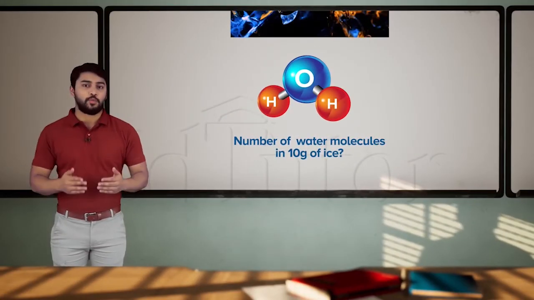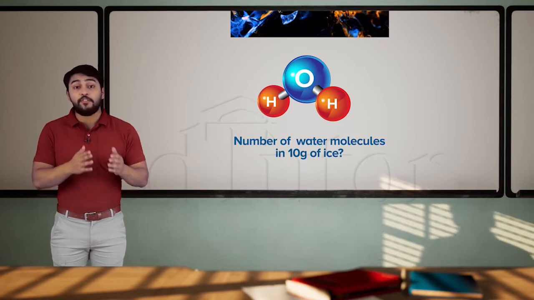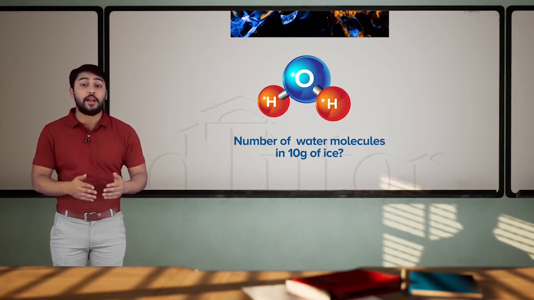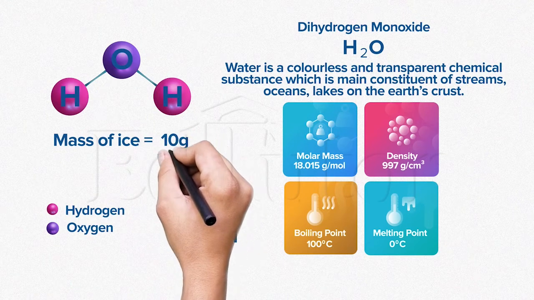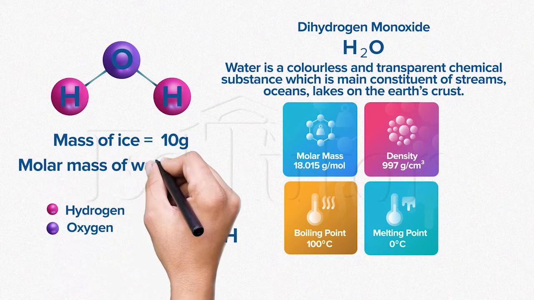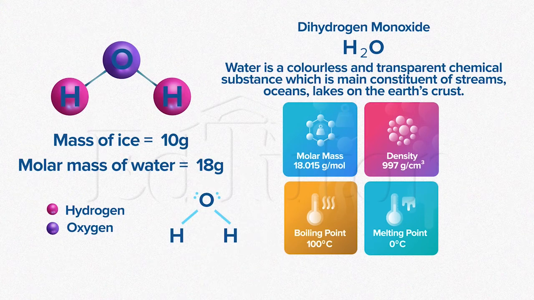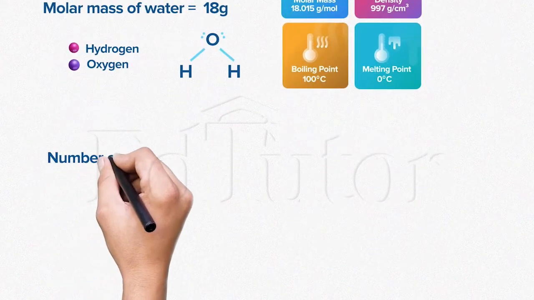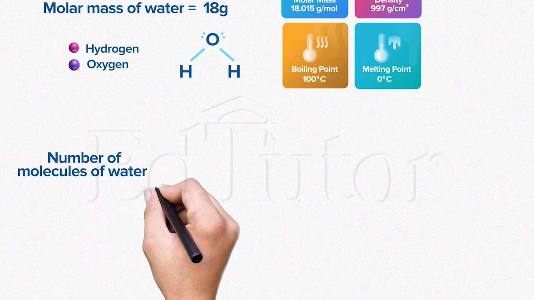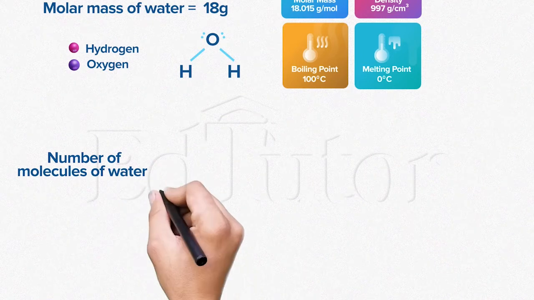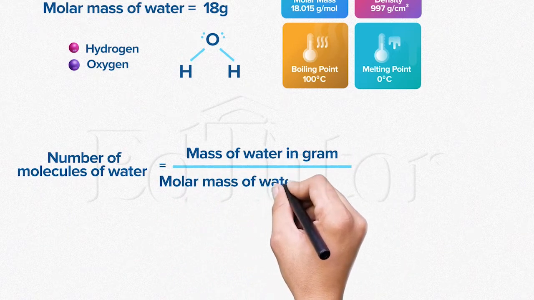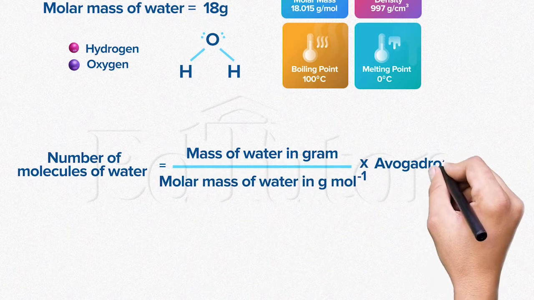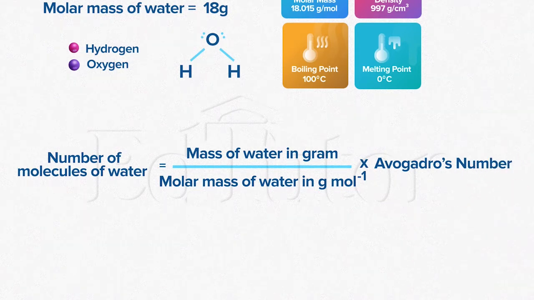Let's start with the first one, which asks us the number of molecules of water in 10 grams of ice. So, for this part of the question, we know that the mass of ice is equal to 10 grams and the molar mass of water is 18 gram per mole. Now, using the formula that we already discussed for the number of molecules, we have mass of water in gram divided by molar mass of water in gram per mole multiplied by the Avogadro's number.